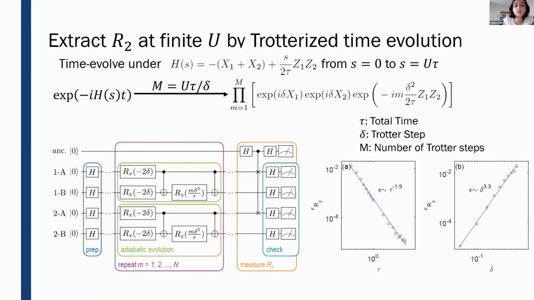There are different kinds of errors that happen. We don't have infinite computation time, so there are different kinds of errors that occur when you do this mapping. One error comes because you cannot do this adiabatic evolution to infinite time. You can only do it to finite time. So there's a parameter tau that defines how long you're doing the adiabatic evolution for, and you can check your errors as a function of tau. And then there's also an error that comes from the trotter step size, delta, and you can check your errors as a function of that.